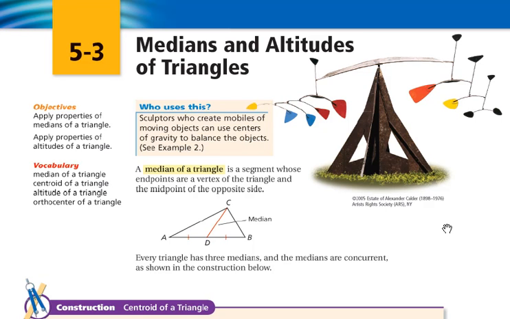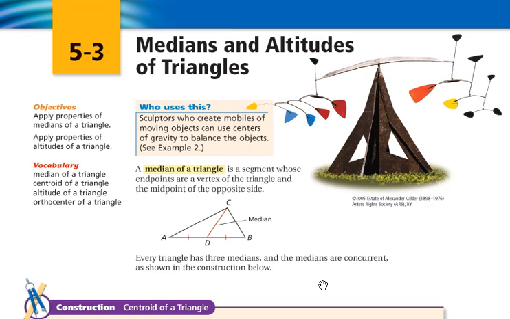altitudes of triangles. And so first of all, let's talk about what a median of a triangle is. Basically, a median of a triangle is when you take a segment from the vertex of a triangle and you go until you hit the midpoint of the opposite side. So in other words, this distance from A to D is the same as D to B. This right here is the median.